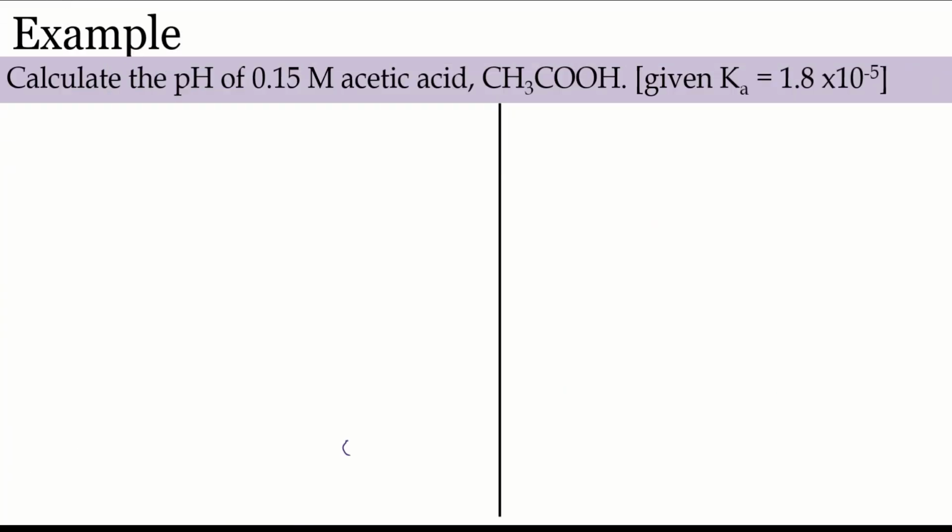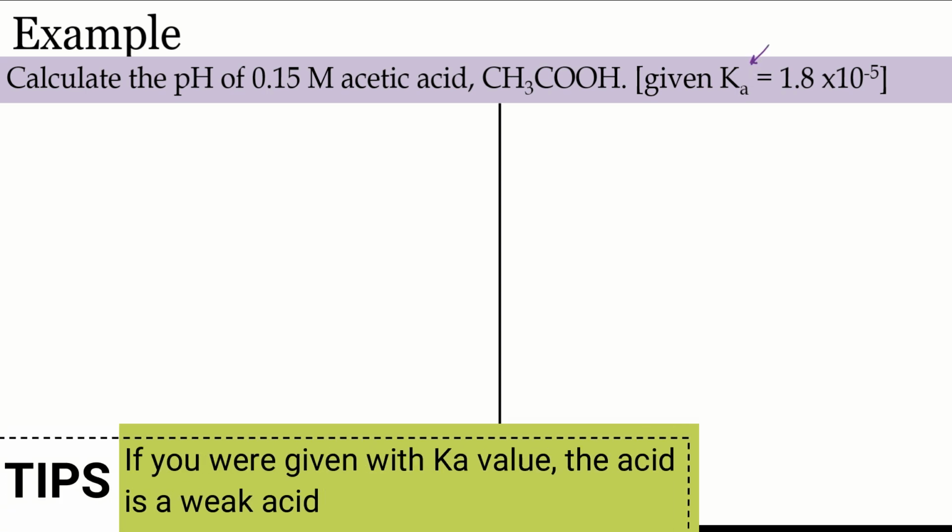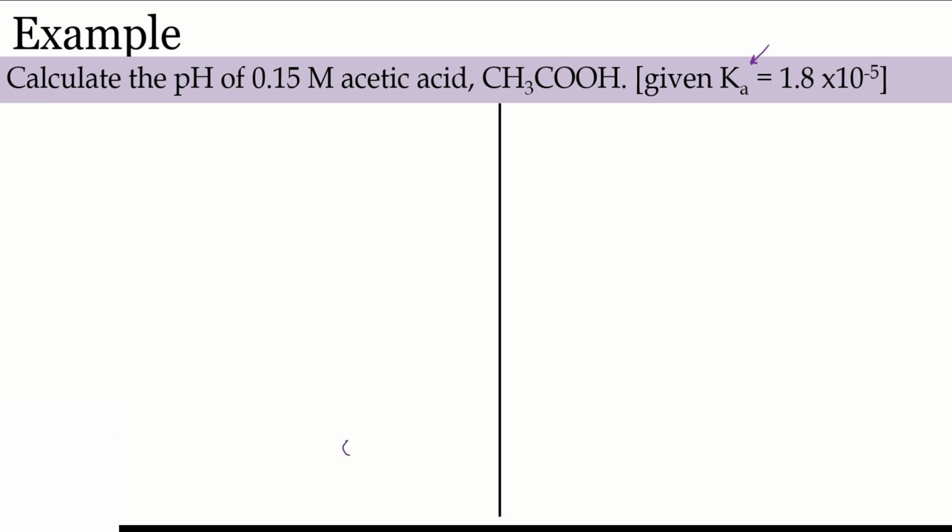So the first example, we were asked to determine the pH of acetic acid. Okay, and we were given Ka is equal to 1.8 exponent negative 5. Kalau kamu tak ingat list of strong acid dan weak acid, kamu tengok kalau dalam soalan tu, you were given this value. Okay, the very value of Ka bermaksud itu confirm lah weak acid. Okay, weak acid ada Ka dia.